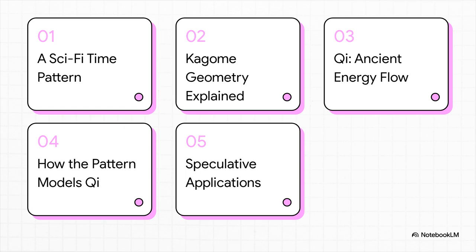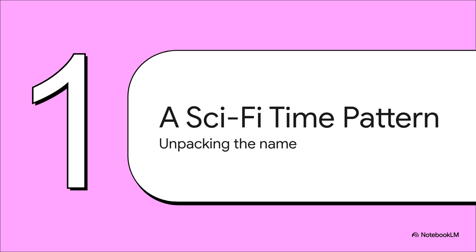All right, so here's how we're going to connect the dots. We'll start with that weird sci-fi pattern, then we'll unpack the real-world physics of the Kagome geometry. From there, we'll jump over to the ancient concept of chi, and then, this is the really exciting part, we'll build a bridge to show how this physical shape is just a stunning model for energy flow before we get into some truly mind-bending applications. So let's start with that first clue.